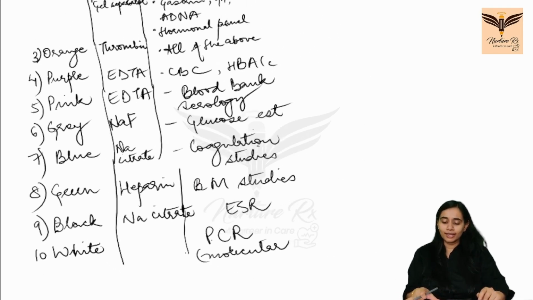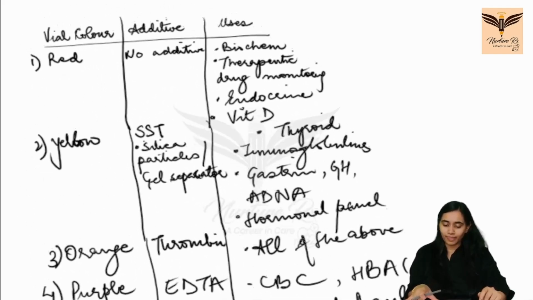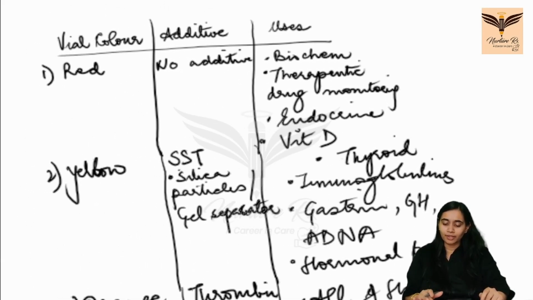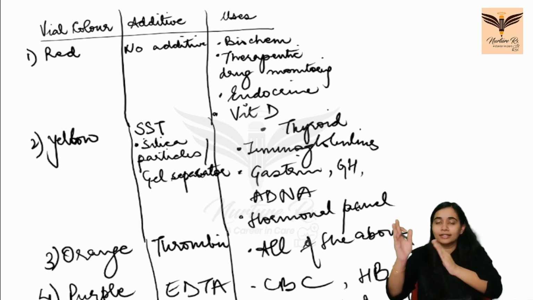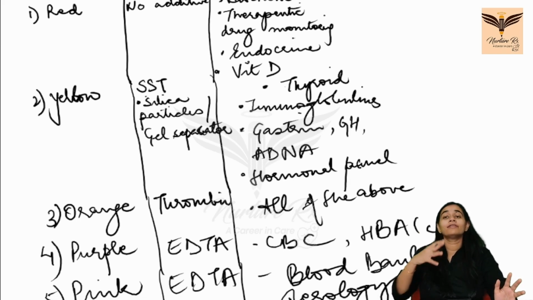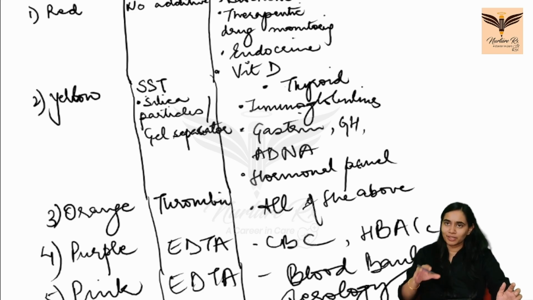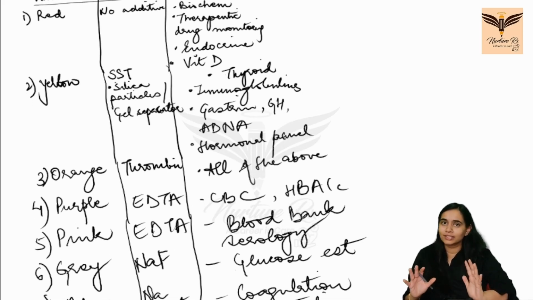Right? So at the end of the discussion, we now have this table. As you can see, we made this table along our discussion: vial color, additive, and uses. We have mentioned all the colors that you need to know. We know what kind of preservatives are present in each. We know the preservatives, what is the logic behind using that preservative, and what is the logic behind doing the test given the preservative present in that particular vial. Okay, so this table is the take home message from this class.